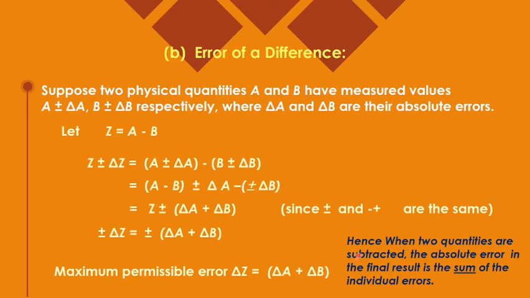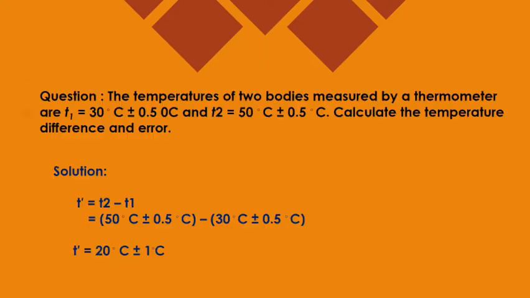So even when two quantities are subtracted, the absolute error in the final result is the sum of the individual absolute errors. This is to be noted: whether I am taking the sum of the two quantities or the subtraction of the two quantities, the absolute error in the final result is the sum of the individual errors in both cases.